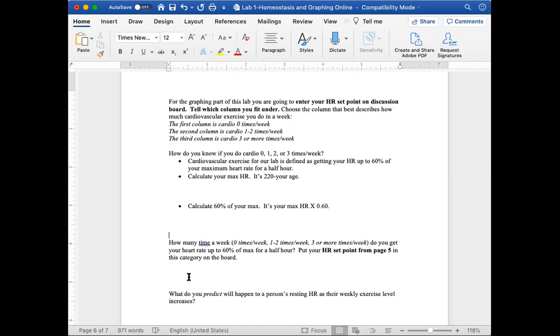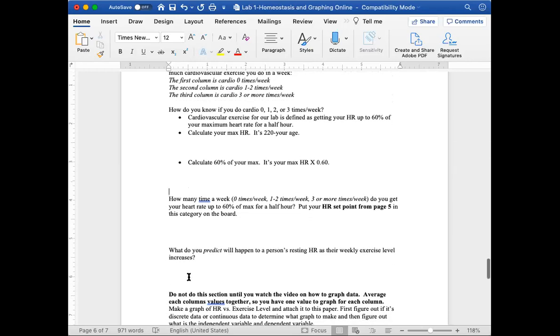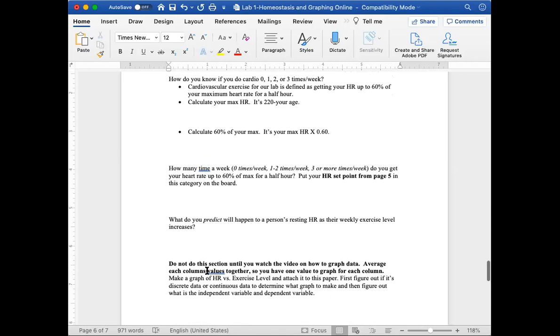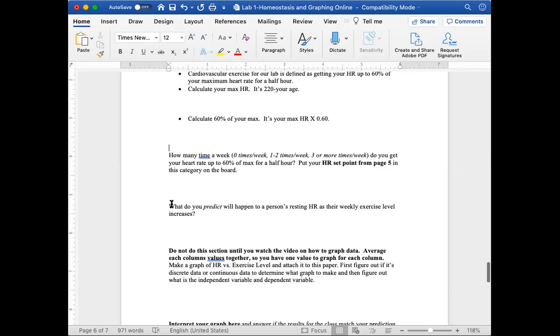Okay, so once you're finished with this, you're going to come up with an average for each grouping, right? And then we're going to graph it. But before we graph it, I want you to tell me what you predict will happen. So what do you predict will happen to a person's resting heart rate as their weekly exercise level increases?